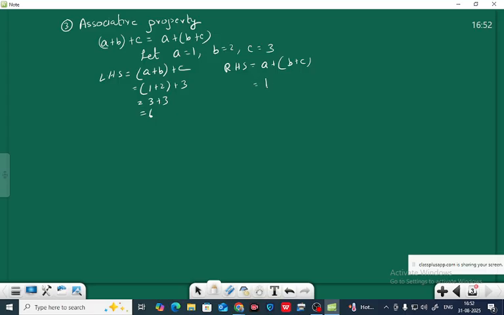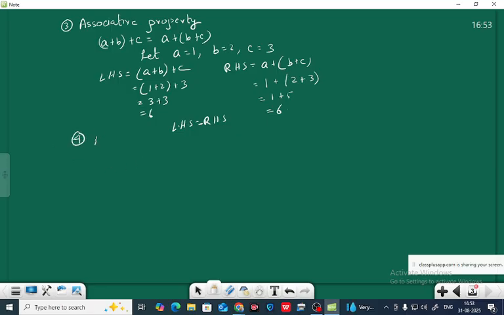If we find the right hand side, it is a plus (b plus c). Therefore, a is what? 1, plus b is 2, plus c is 3. That is, we are getting 1 plus 5, that is also equal to 6. Therefore, here you see that left hand side is equal to right hand side. That means associative property holds for integers, that is (a plus b) plus c is equal to a plus (b plus c).